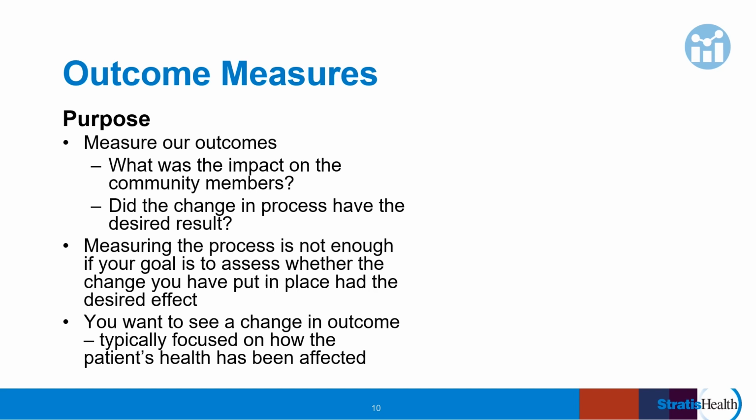If you want to establish that a change to a process ultimately had the desired effect on the overall health and care of those involved, some type of outcome measure will be needed. It is not enough to simply measure the process. The purpose of outcome measures in quality improvement is to measure impact. Did the change made to a process or system have the desired result?